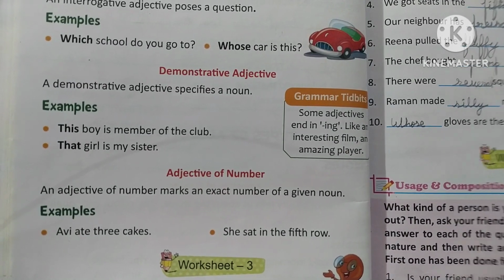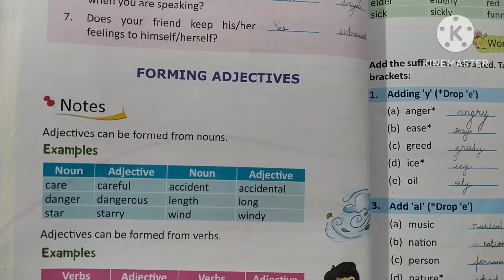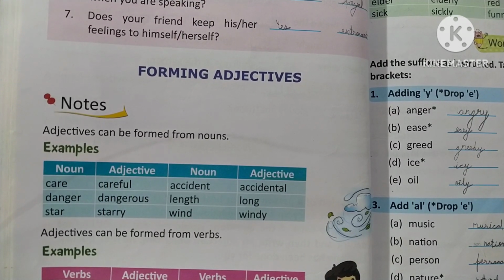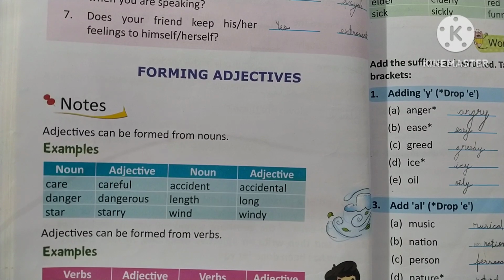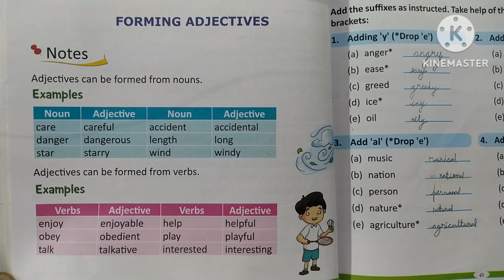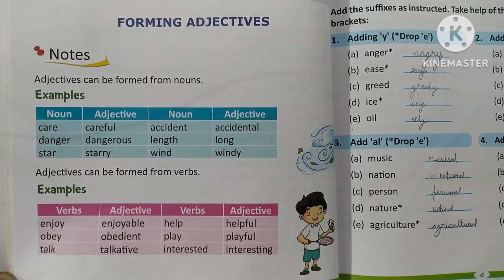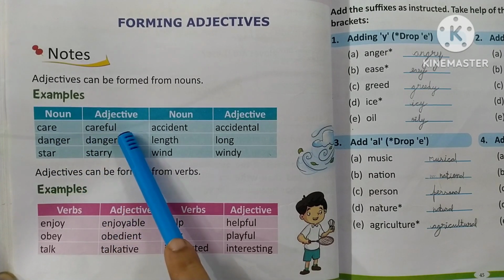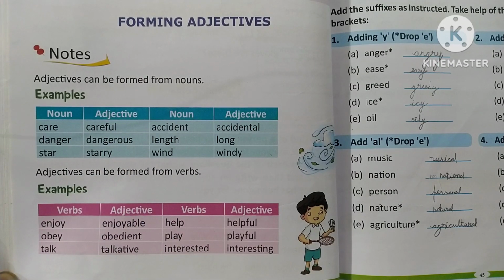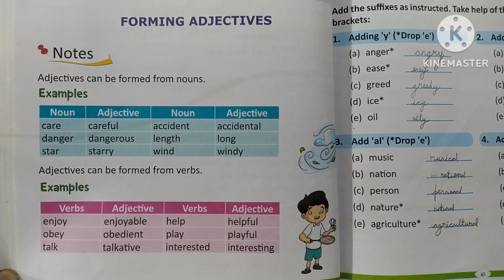Now, forming adjectives. Adjectives can be formed from 3 things: nouns, verbs and adjectives. Now, adjectives which are formed from nouns, like care. Care is a noun and the adjective for it is careful. She is very careful while cycling, for example. Now, the word careful is being formed from the noun care.